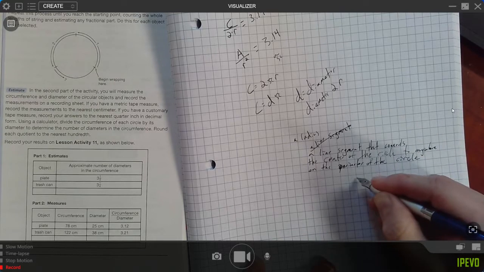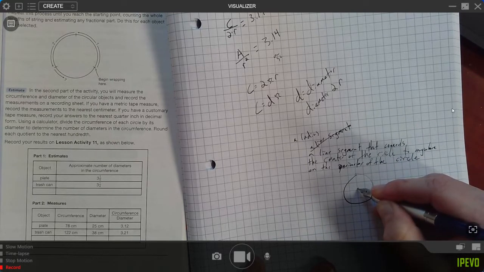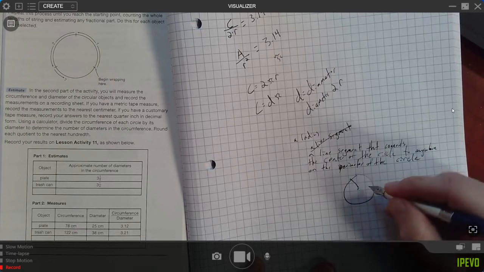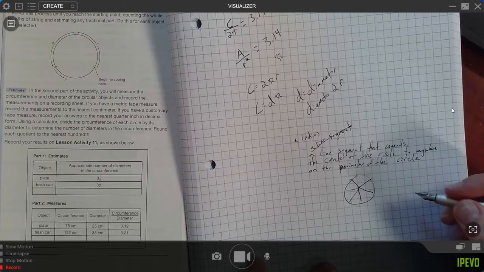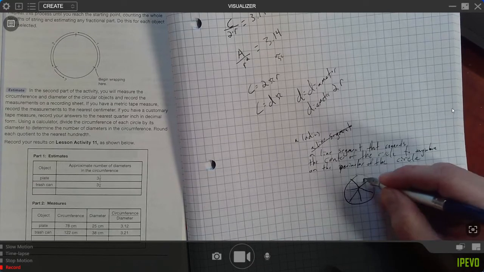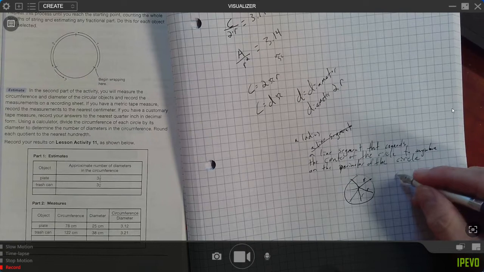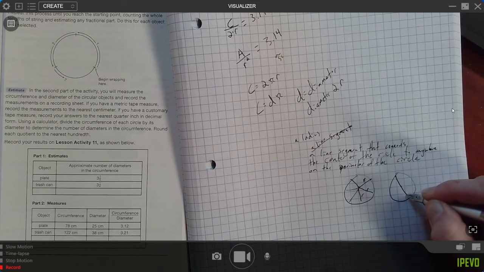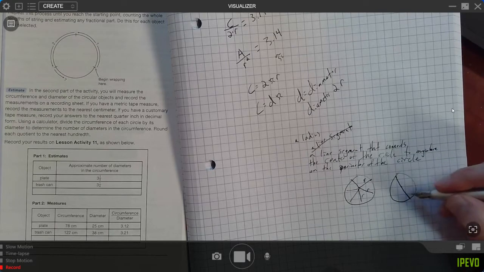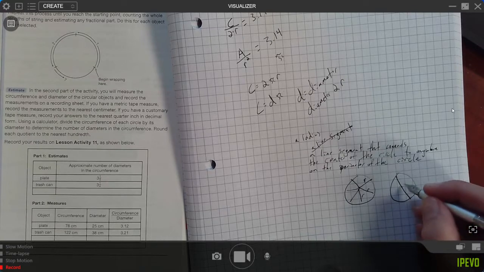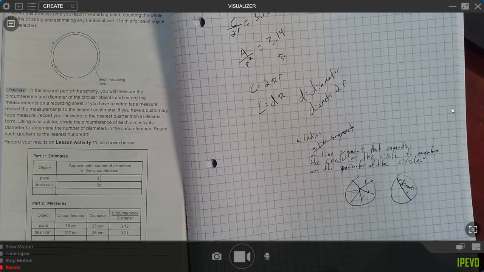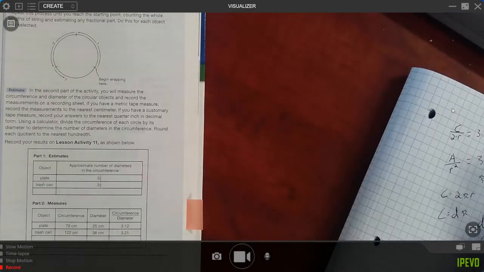Okay, so if I have a circle and I have a middle point, any of these lines are going to be the same size, and each one of them is going to be a radius. If I have a circle, okay, and I have 2 radiuses, that is my diameter. Okay, so the diameter is just 1 radius and 2 radiuses.